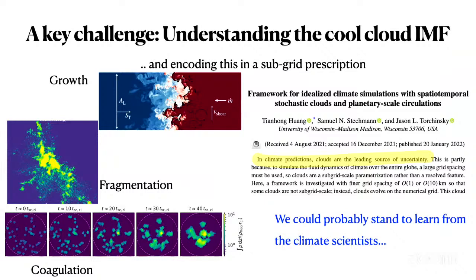But this stuff turns out to be also the leading source of uncertainty in climate predictions because of the vast range of scales that you need to resolve, right? You also need to resolve the physics at cloud interfaces, which is meter scale or smaller and tiny. And so they also use subgrid models. These guys have been in this business a lot longer. They have very clever machine learning techniques and all that. So this is probably a region where we could stand to steal some ideas.